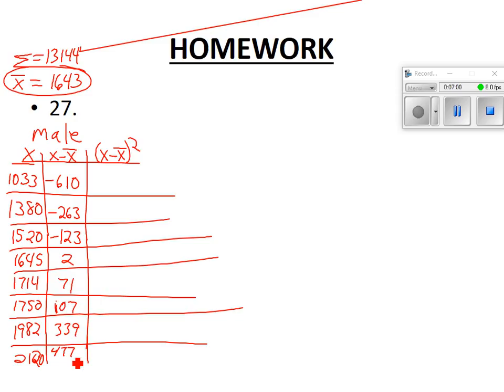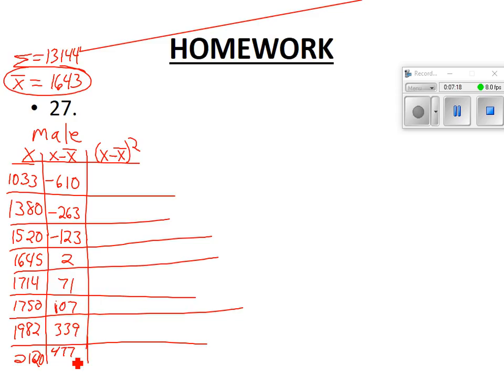And then all you're going to do is hit stat, go over to calculate, one variable stats, and you put in, I put them on list 3, so I hit list 3, and it gives me all the stats. Gives me all the stuff that I'm looking for.